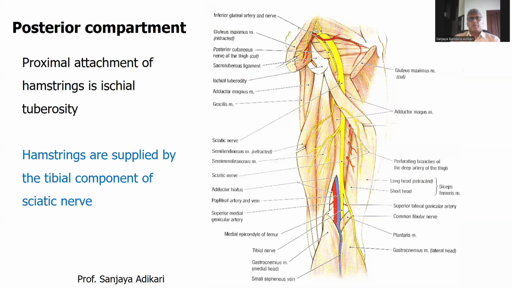Then posterior compartment, the hamstring muscles, their common origin is the ischial tuberosity here. So you have biceps femoris long head, semimembranosus, semitendinosus, and also the hamstring part of the adductor magnus. They all take origin from the ischial tuberosity here, and all these muscles are supplied by the tibial component of the sciatic nerve. I don't know whether it's okay. Motor nerve territories are there. I'll come back to it.